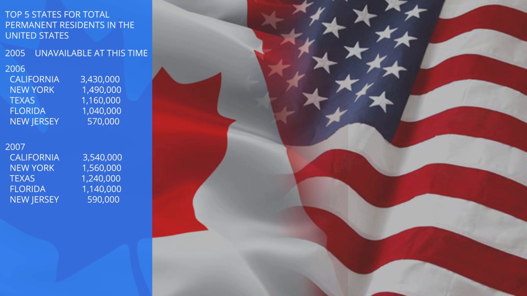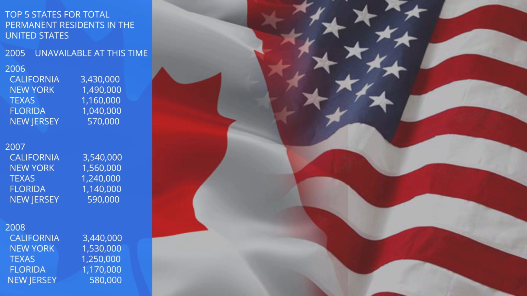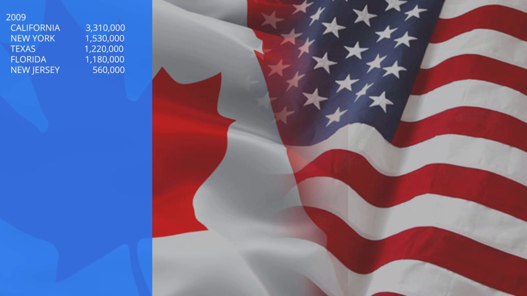3,540,000. New York, 1,560,000. Texas, 1,240,000. Florida, 1,140,000. New Jersey, 590,000. 2008, California, 3,440,000. New York, 1,530,000. Texas, 1,250,000. Florida, 1,170,000. New Jersey, 580,000. 2009, California, 3,310,000.